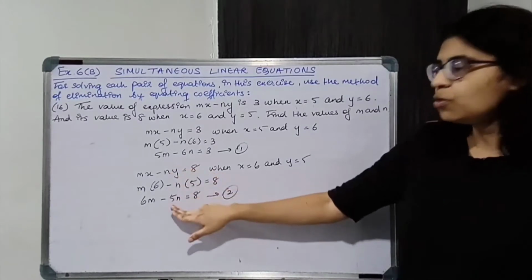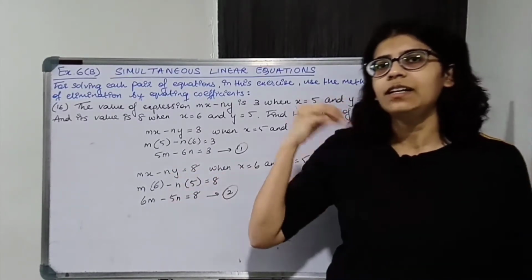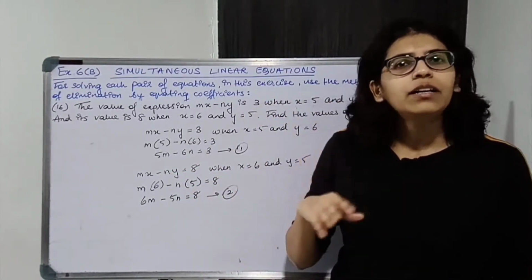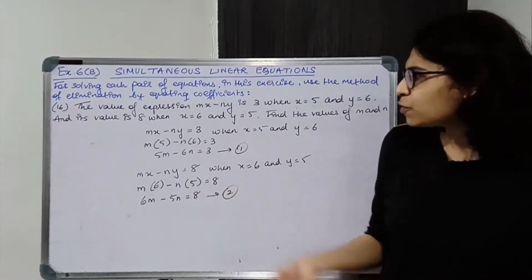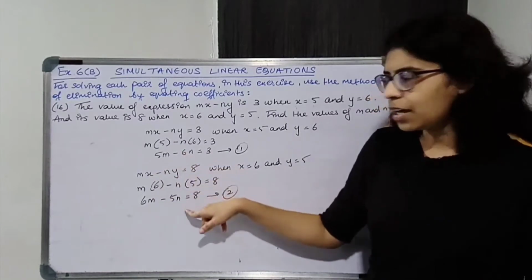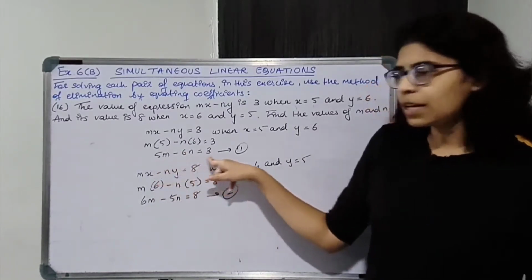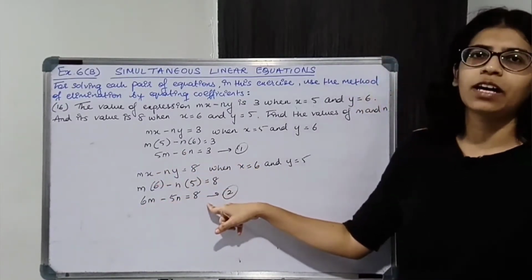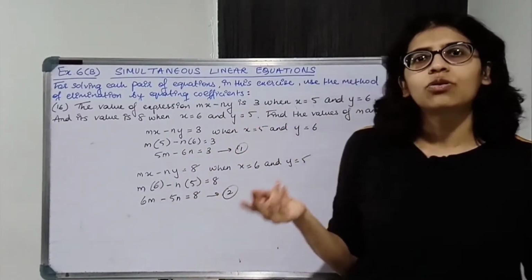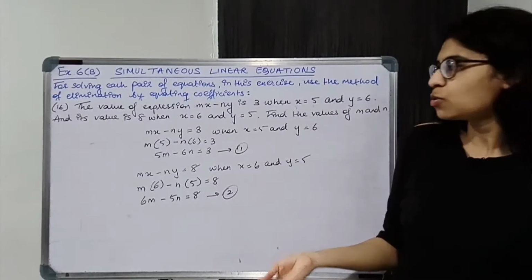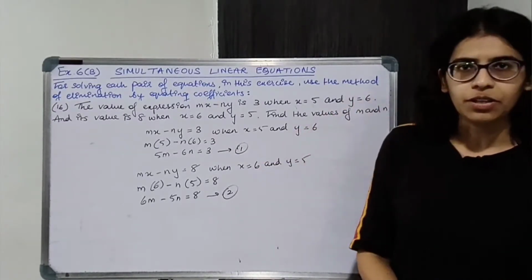You can also use the method where we make the coefficients equal, but this is an easier method. You can even make coefficients equal, either of m or of n. This you need to multiply by 6 and this you need to multiply by 5. Again you will get two equations and you will add or subtract them. You can solve using that method also, but I'll be using the ASA method.